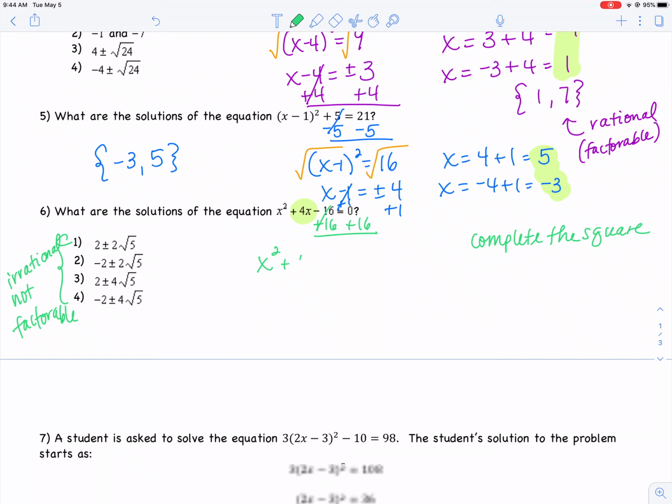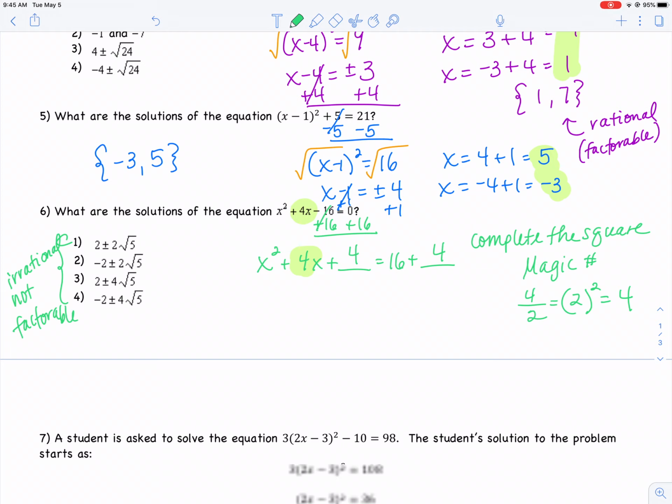It's going to tell you, get yourself ready for the magic number. So how do I get my magic number? I'm going to take half of my b term. It's all about this b term right here, the positive 4. Half it, square it, share it. 4 is going to go to both sides.